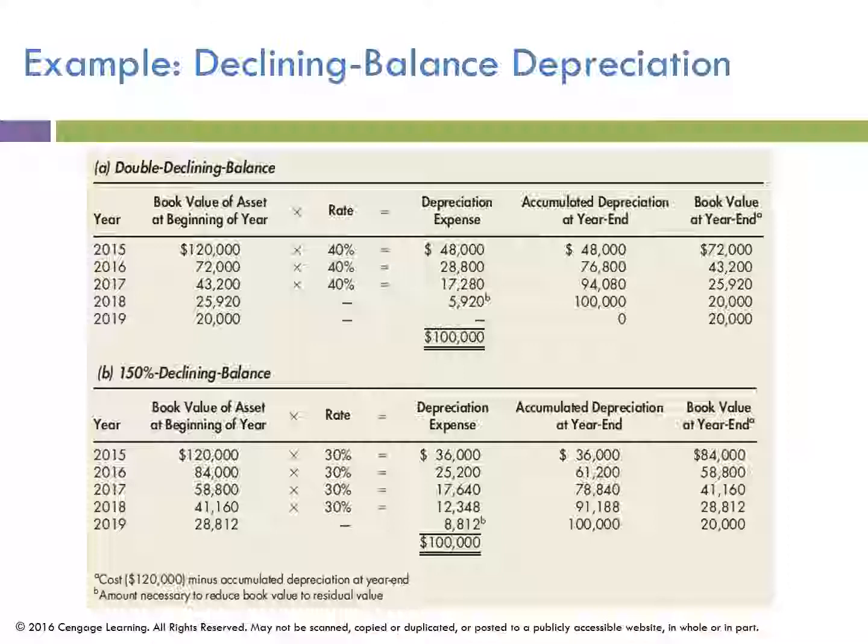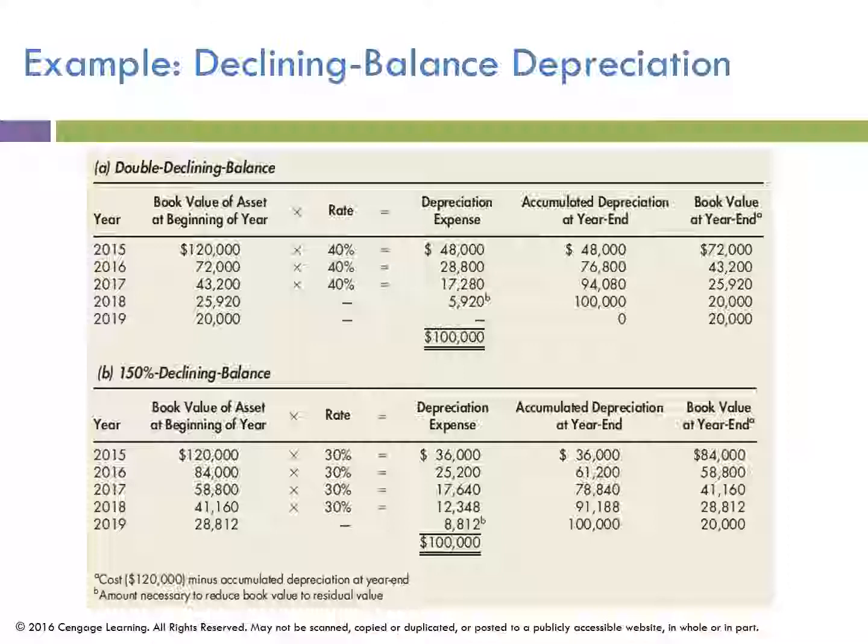The second method under declining balance is the same exact thing, except we don't use 2 times 1 over 5, or 1 over the life. We use 1.5 times 1 over 5. So if you take 1.5 divided by 5, your percentage is 30%. So you're still going to do the calculation the same way, it's just a different rate. And because the rate is lower, your depreciation expense will carry into the last year.